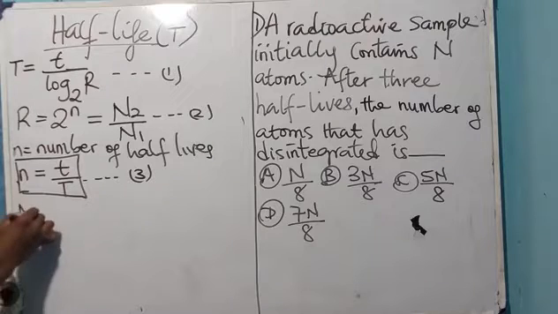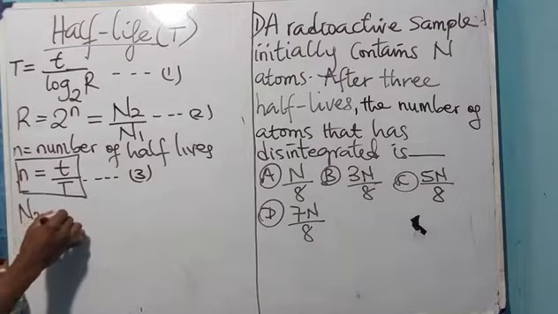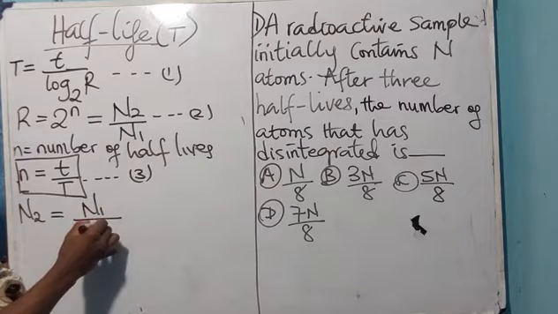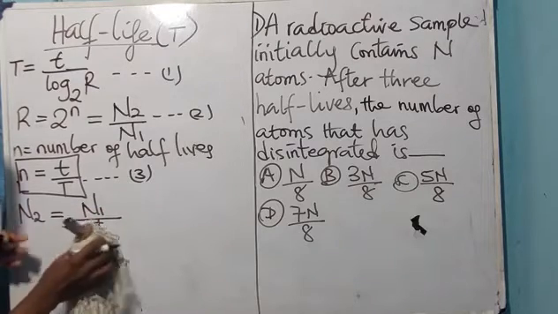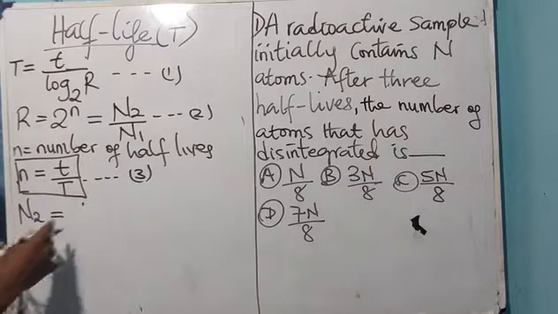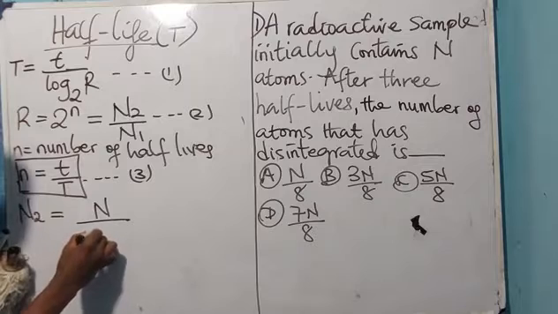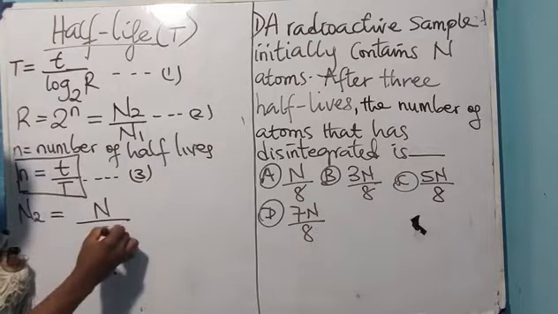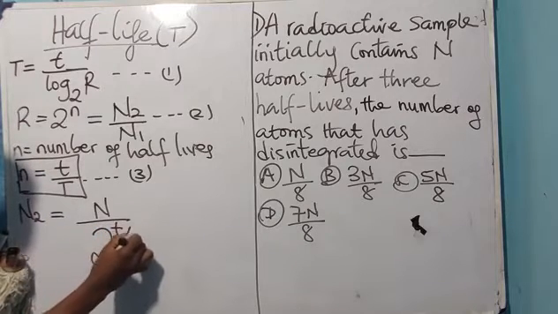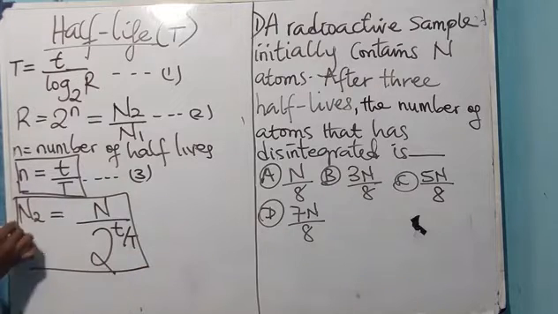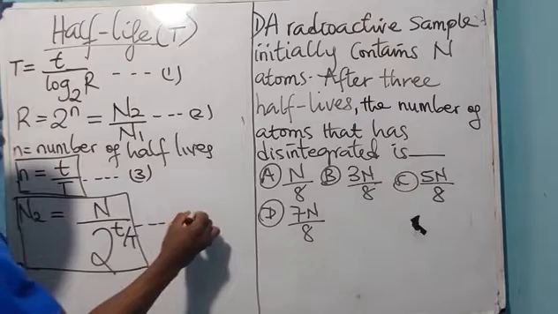Now please take note. N2 is always equal to N1 over 2 raised to the power of small letter t over big letter T. That is equation 4.